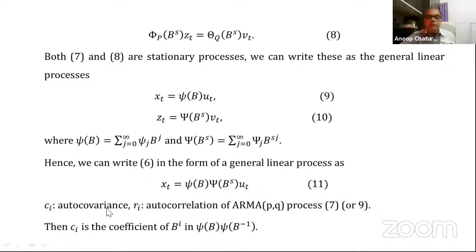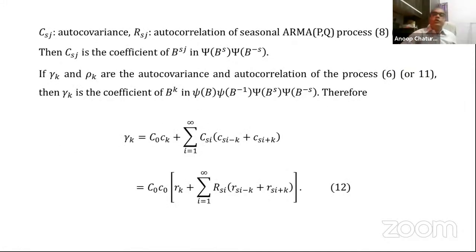Now suppose Ci is the autocovariance, Ri is the autocorrelation of the ARMA (p, q) process, 7 or 9. Then how can you get Ci? It is the coefficient of B to the power i in this, Psi of B. Similarly, capital C S j is the autocovariance of, and R S j is the autocorrelation of the seasonal ARMA (P, Q) process, 8 or 10. Then this is the coefficient of B to the power S j in this.